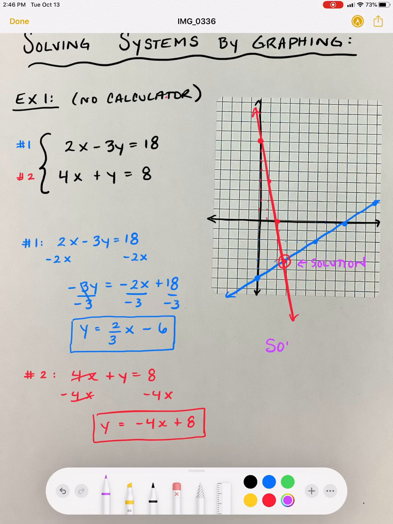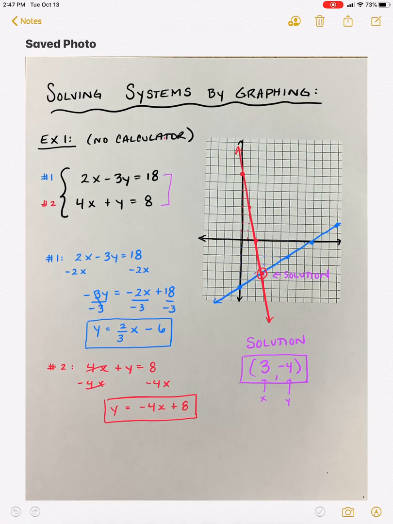Okay, so our answer is going to be the ordered pair (3, -4). And what that means is that if we plug 3 in for x and we plug negative 4 in for y into our original equations up here, both equations will therefore be true.